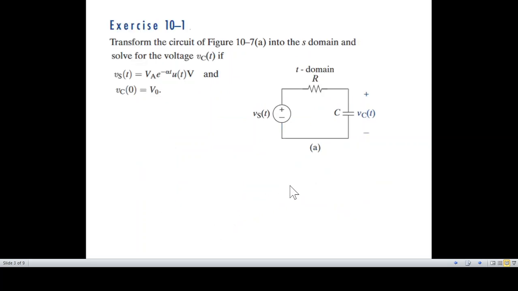Let's see the circuit. Transform the circuit into S domain and solve for voltage VC(t). So we have to keep in mind that we need to find the capacitor voltage. Now, what is given is the input signal VA e^(-at) u(t). This is the input signal. And the initial value is given, V naught.